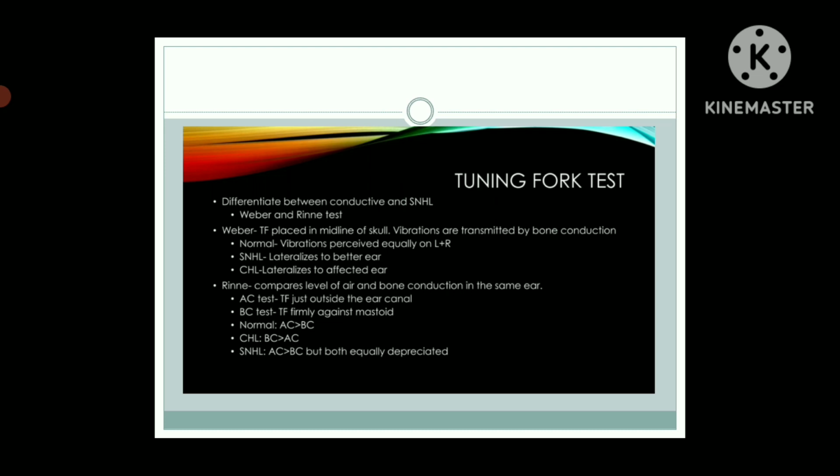Next, in Rinne, we compare the level of air and bone conduction in the same ear. In the air conduction test, the tuning fork is placed just outside the ear canal, and to check bone conduction, the tuning fork is firmly placed against the mastoid bone. In normal hearing, air conduction is more than bone conduction; in conductive hearing loss, bone conduction is more than air conduction; and in sensorineural hearing loss, air conduction is more than bone conduction, but both are equally depreciated.